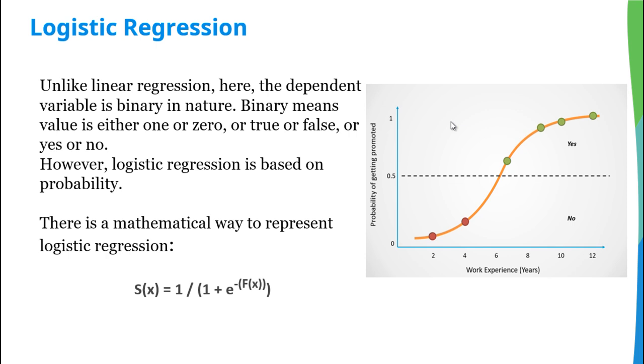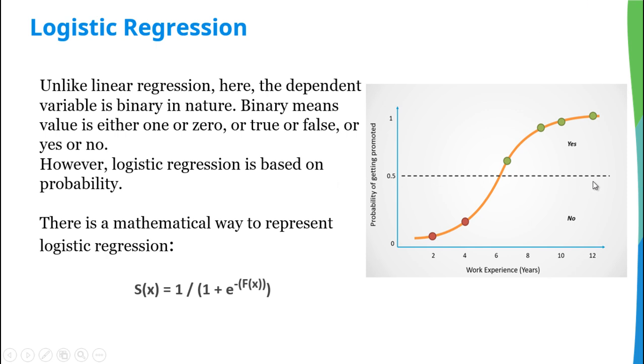One example is logistic regression. Unlike linear regression, here the dependent variable is binary in nature. Binary means the value is either 0 or 1, true or false, yes or no. Logistic regression is based on probability, and there is a mathematical equation to represent it. So we have a probability of half.